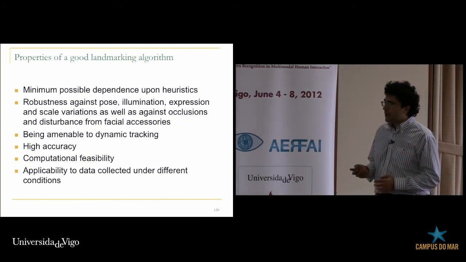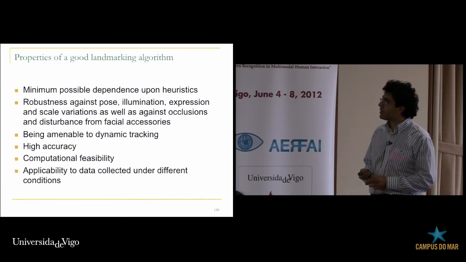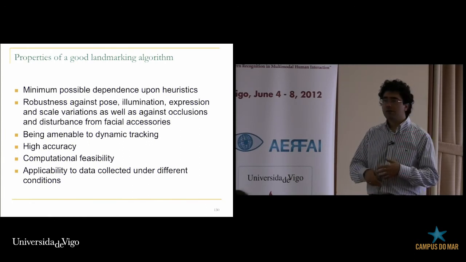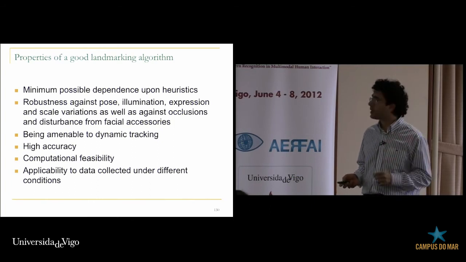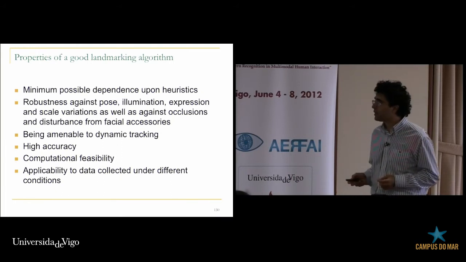So, obviously then, registration and landmarking is crucial for expression recognition. For a good landmarking algorithm, you want minimum dependence on heuristics. You want to be detecting as many landmarks as you want, and you can't devise a heuristic for each landmark. You want robustness against pose, illumination, scale, expression, occlusion, etc. Everything that plagues face recognition, basically.